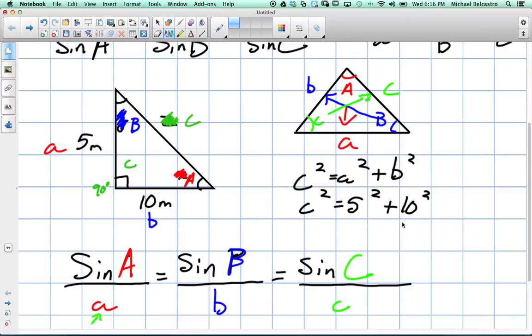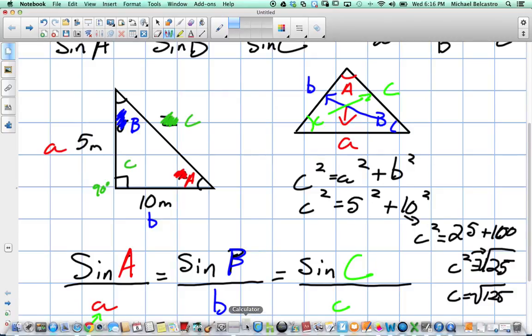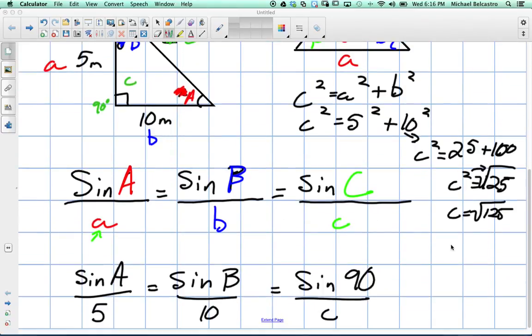C squared is equal to 5 squared, which is 25, plus 10 squared, which is 100. So C squared equals 125. In order to get C by itself, I have to take the square root. So C is equal to the square root of 125, which with our calculator is 11.18. So C equals 11.18.